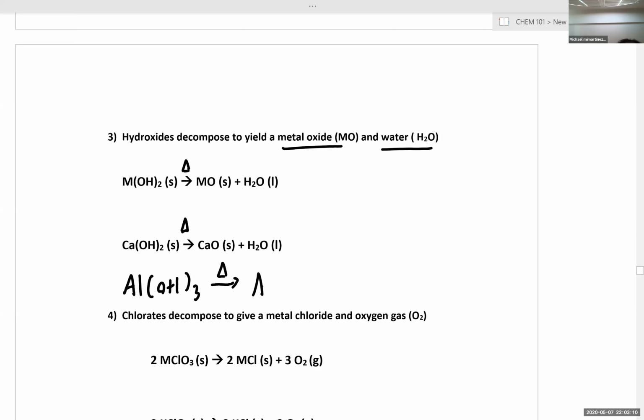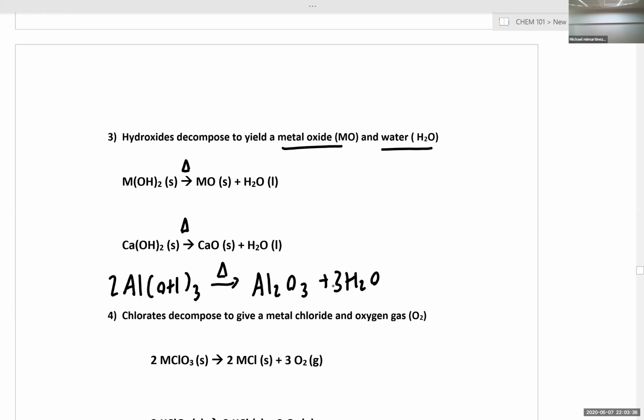Yep, aluminum oxide, which is Al2O3. And what's our other product going to be? Water, exactly right. Now to balance our equation, first we balance aluminum and then we balance hydrogen.